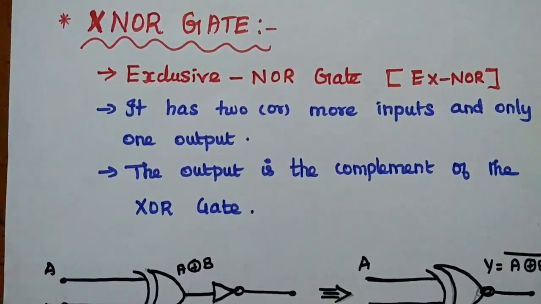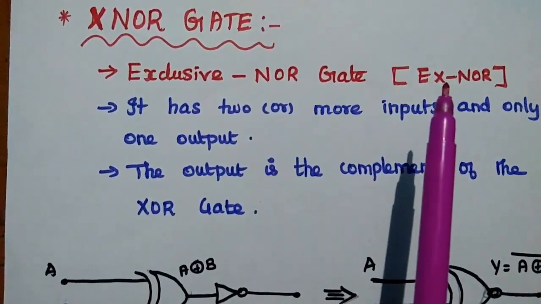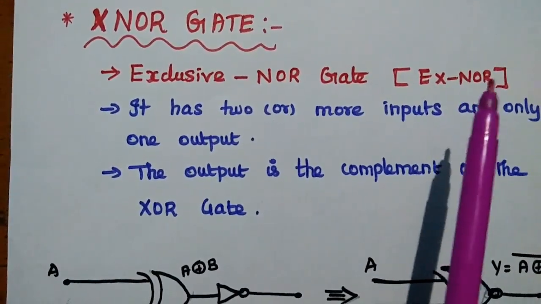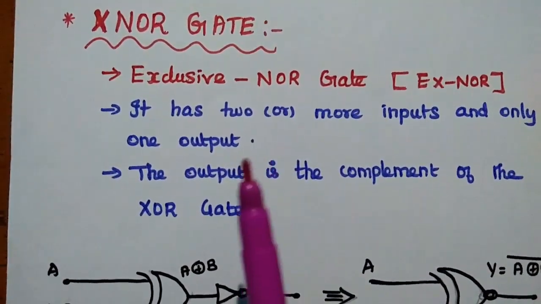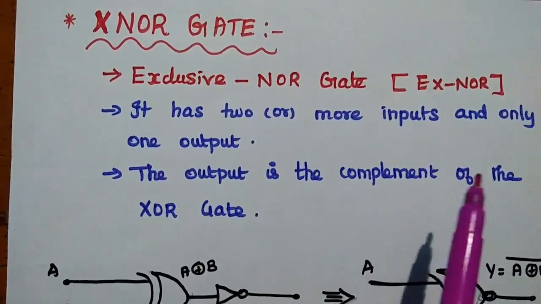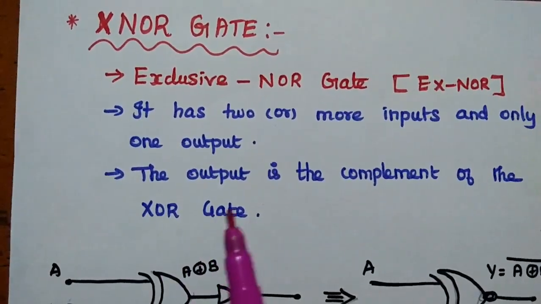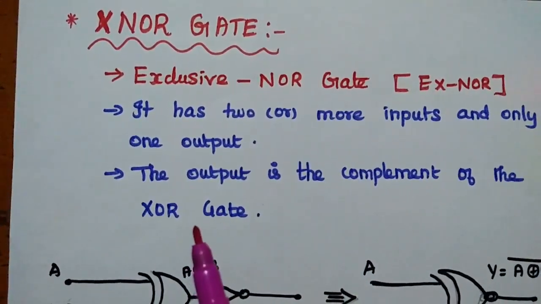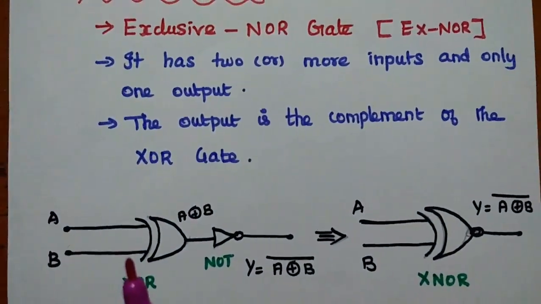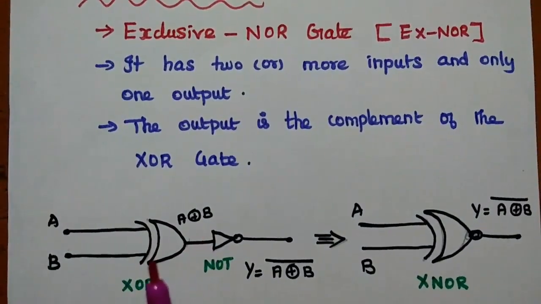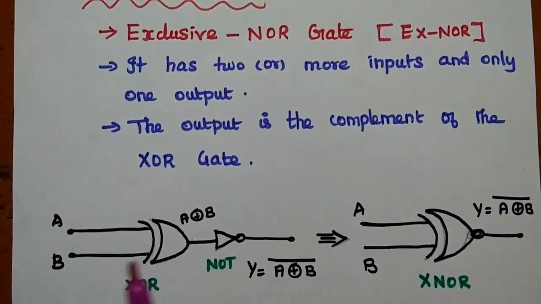Next one is the XNOR gate, that is the exclusive NOR gate. It is also represented as EX-NOR, that is XNOR gate. It has two or more inputs and only one output. That output is the complement of the XOR gate. We have just now discussed the XOR gate. We are going to take the complement of the XOR gate for this XNOR gate. So this is the symbol. Here this exclusive NOR gate is the combination of XOR and complement, that is a NOT gate.